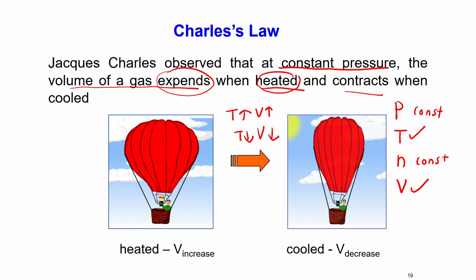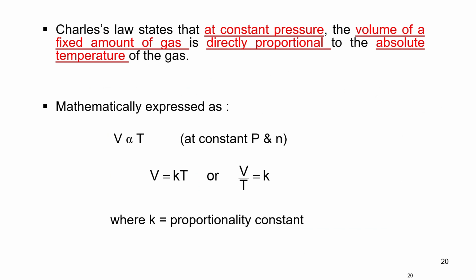So ini ialah relation dalam Charles' law. So at constant pressure and number of mole, volume of a fixed amount of gas, V, is directly proportional to the absolute temperature, T. Okay, because of absolute temperature, meaning T ni mesti in Kelvin, dalam unit Kelvin. So convert lah degree Celsius pergi ke Kelvin.